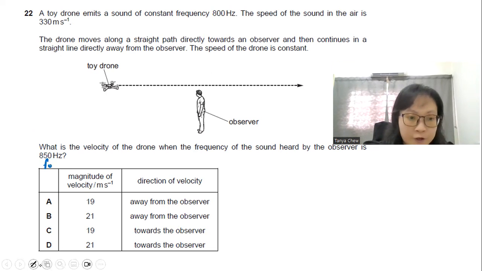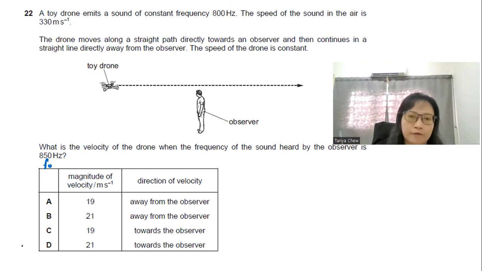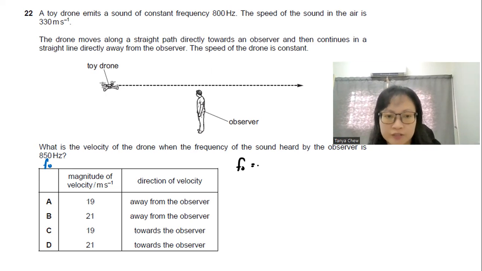This is observed frequency. So you don't have to memorize the equation of the Doppler effect because it will be given on the second page of your paper. I'm going to write it down first. F naught, meaning to say that this is frequency observed. Fs, frequency of the source. V is the speed of the sound.